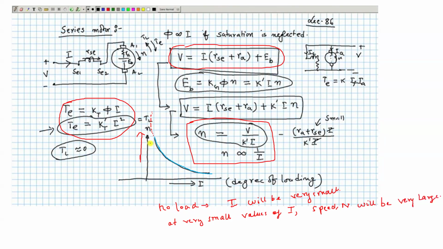That is why the series motor is not started at no load. There has to be some load so that the speed does not go to infinity. That is why a series motor is never started at no load. There has to be always some mechanical load connected to the series motor so that the IA is not near to zero and the speed does not become infinite. So this is also a very important point.